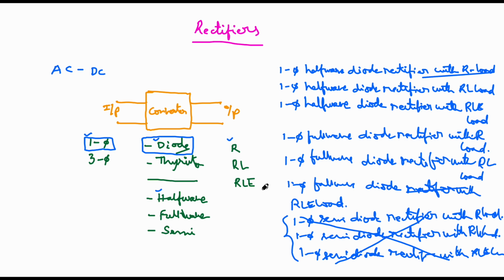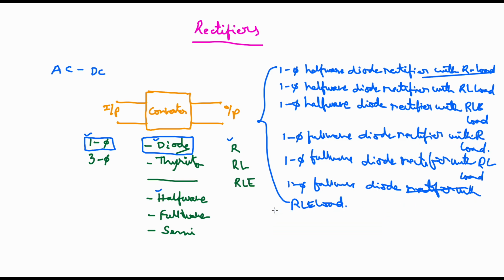That means these six things are there with the diode rectifiers. Let me remove this one, so these things are not existing. We have only six configurations with single phase diode rectifier. And the next one, three phase, the same thing will come. And coming to thyristor, you have the semi converter. If you use thyristor, you will get the semi converter.